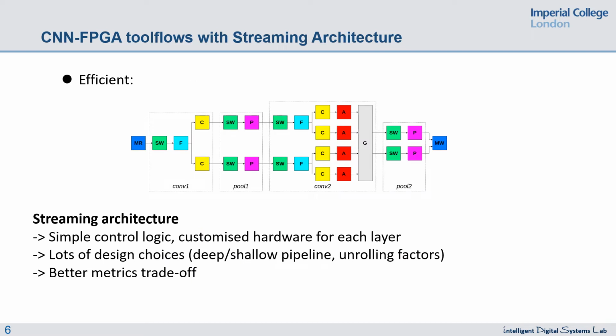This kind of work also employs the so-called streaming architecture or dataflow architecture to have efficient hardware designs optimized for latency, throughput, or power. In the streaming architecture, each layer in the CNN is mapped to a custom computation kernel tailored to the characteristics of the layer, and the overall CNN computation is achieved by pipelining these kernels. This architecture has a simple control logic, and the per-layer hardware customization allows us to make many design choices. Therefore, streaming architectures have higher throughput and energy efficiency compared to equivalent systolic array designs.